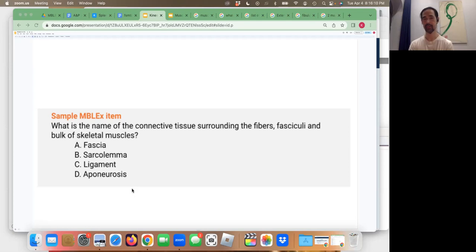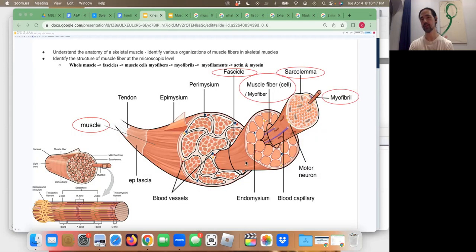I'm sorry that I can't help you beyond this, but one thing that this question is doing for us is it's forcing us to review our histology, our muscle histology for skeletal muscle. So at least that's good.